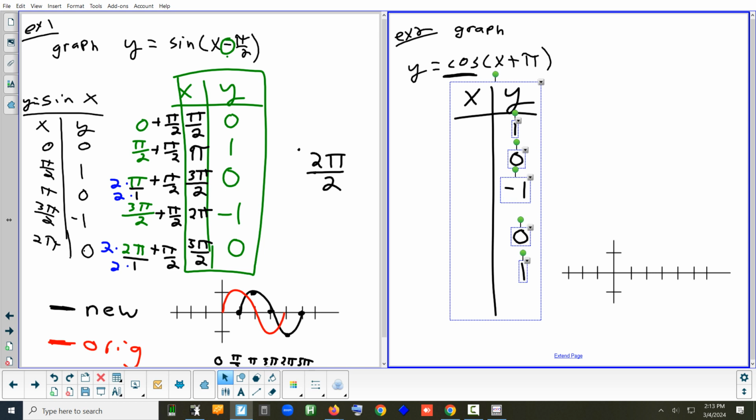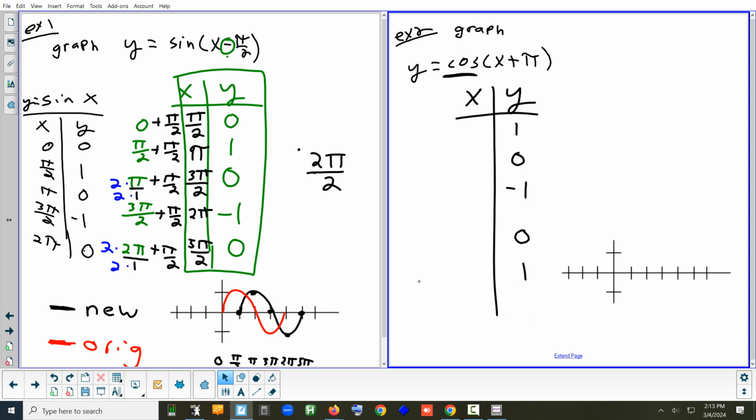Just going to move that over a little bit. Now, off to the side. Don't put these in the table. Just off to the side. What are my original x values for cosine? 0, pi over 2, pi, 3 pi over 2, 2 pi.